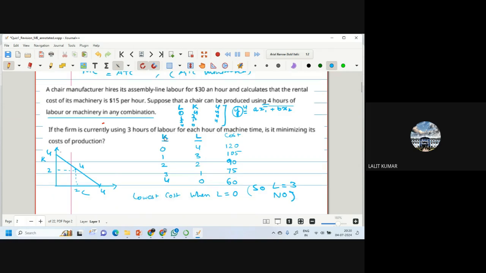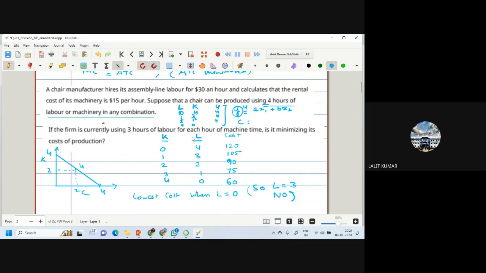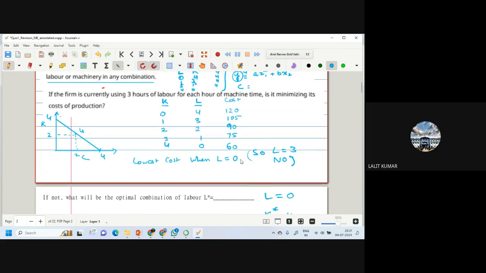So this we can do manually, and the cost will also remain the same. Cost is equal to... so we can see for all the combinations we can find the cost. Labor is 0 and machine it's coming 4. So here it is coming 60.